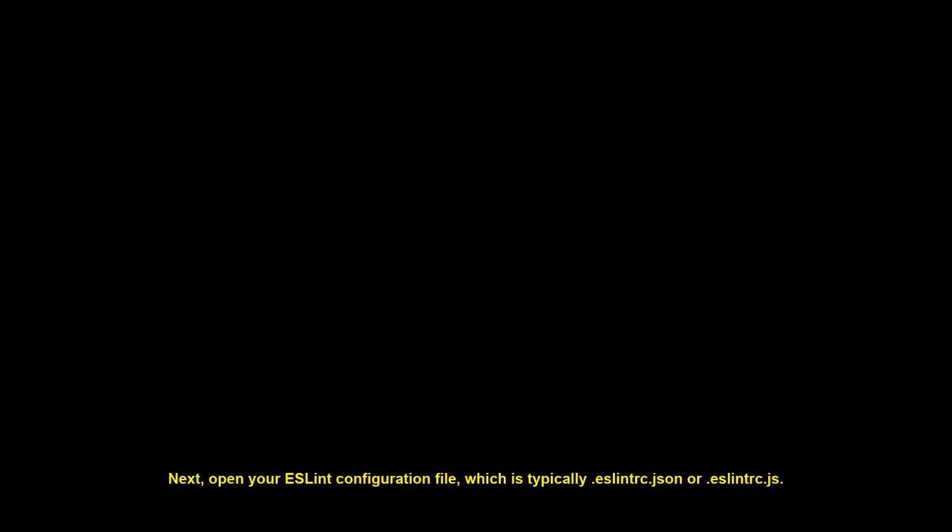Next, open your ESLint configuration file, which is typically .eslintrc.json or .eslintrc.js. Add prettier to the extends array in your ESLint configuration file. This will disable ESLint rules that conflict with Prettier.